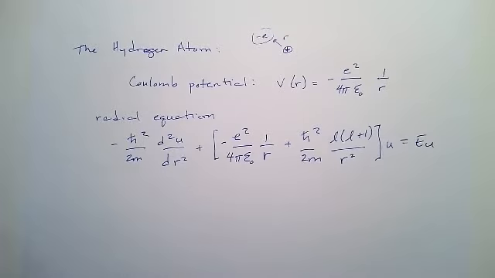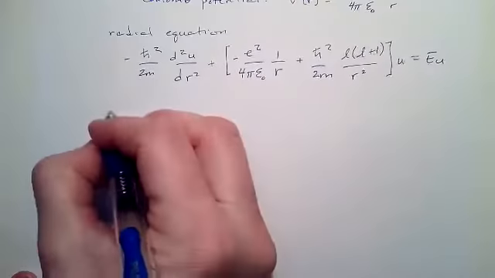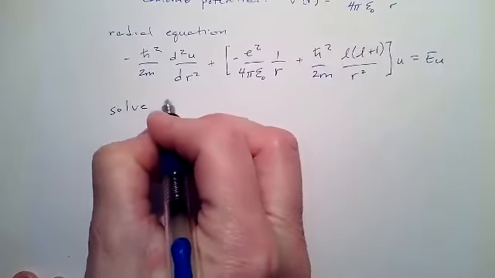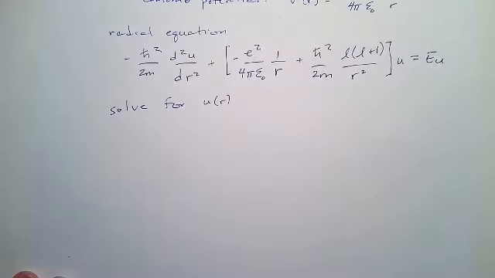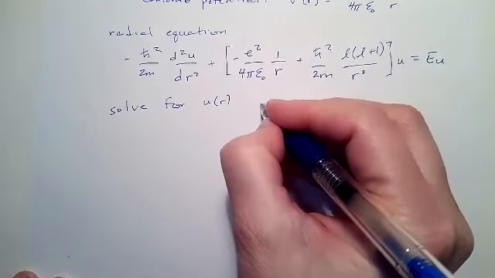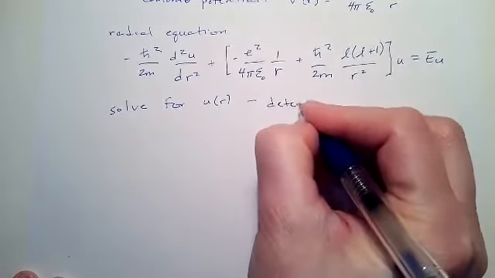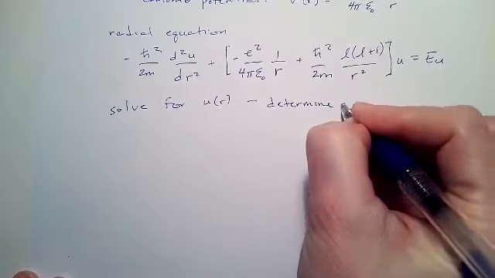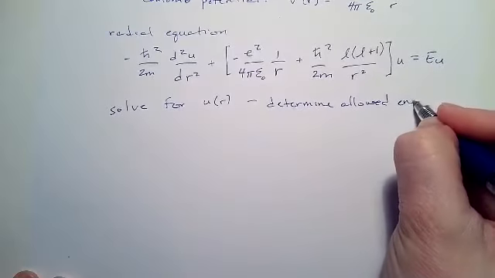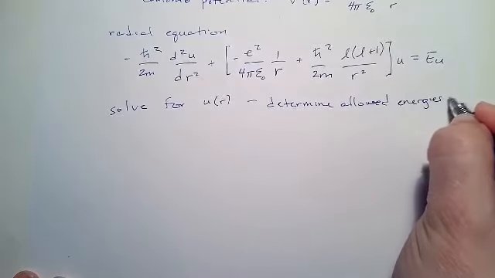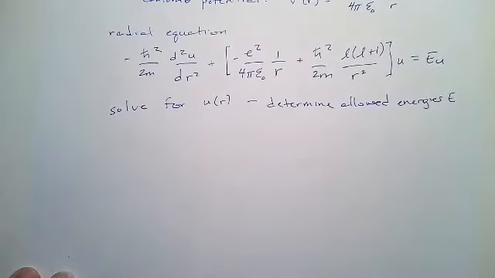So we want to solve this equation for that u as a function of r, and we want to use that to determine the allowed energies. So you may remember from quantum 1 that we had certain allowed energies for the electrons in a hydrogen atom. That's what we're doing here.